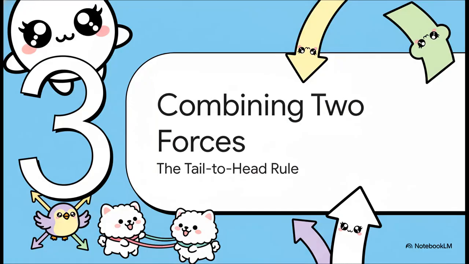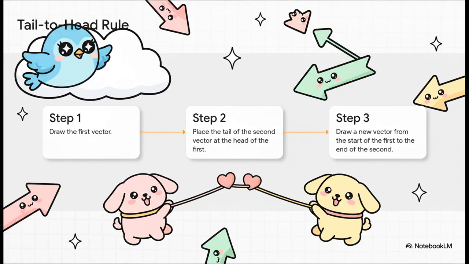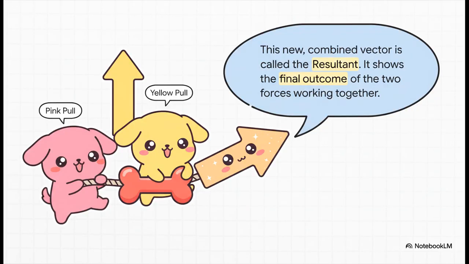Okay, so we know how to make a single force stronger or weaker. But now for the main event. How do we combine two totally different forces? To do this, we're going to use a beautifully simple visual trick called the tail-to-head rule. And this rule is exactly as simple as it sounds. You literally just follow the path. First, step 1, you draw your first vector. Let's say that's the bird's flight path. Then, step 2, right at the tip of that first arrow, you start drawing the second vector. That's the wind. The final combined result? That's just a brand new arrow you draw from your original starting point all the way to your final endpoint. And this new vector, this sort of shortcut from start to finish, it has a special name, the resultant.